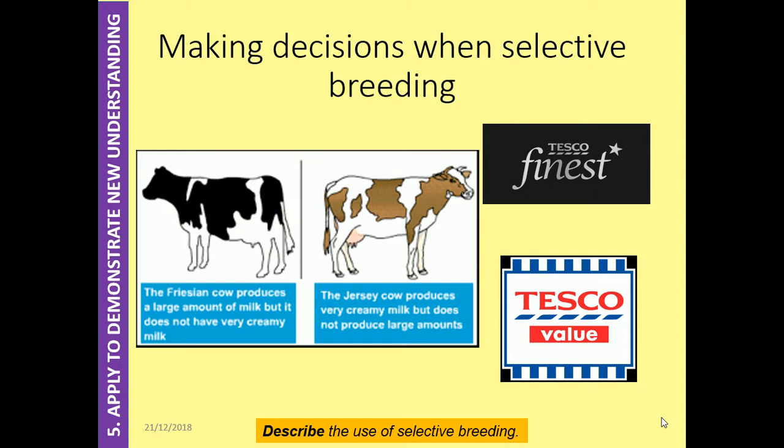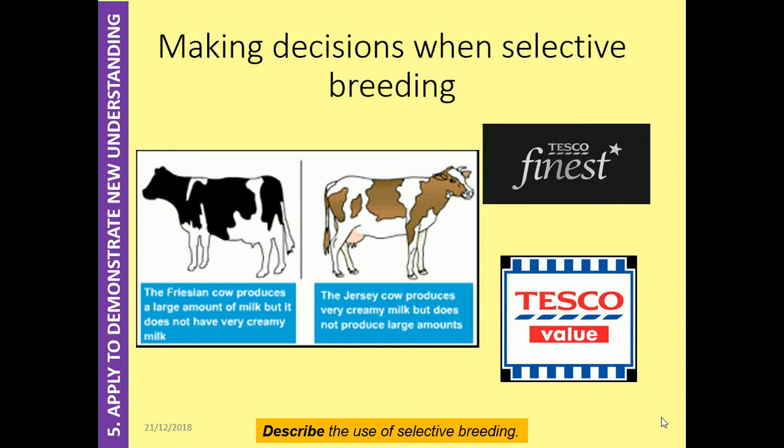So we've got two cows here. We've got a Frisian cow which produces large amounts of milk, but it's not very creamy milk. We've got the Jersey cow which produces very creamy milk, but does not produce large amounts. So if we wanted to get possibly more milk that's creamy, we could breed the two cows together. However, if we want to get our finest milk, it looks like the Jersey cow produces that, very creamy, but you don't get lots of it, so that's why we can charge the premium of the finest milk.